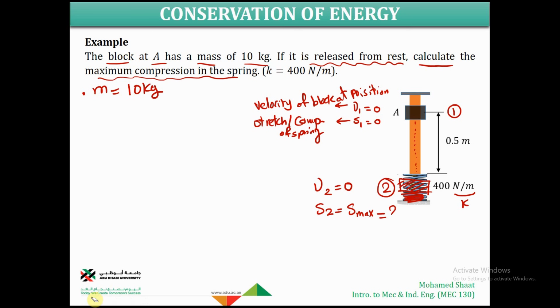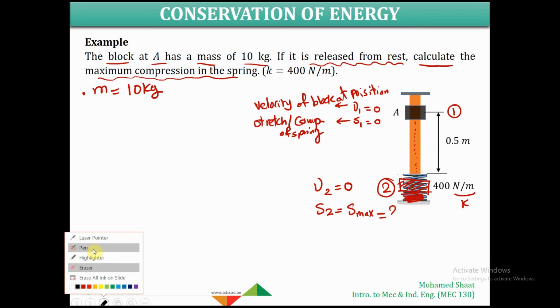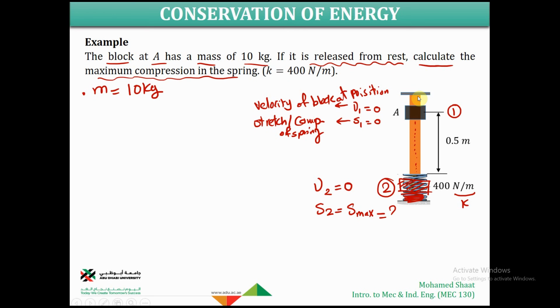As I said, the first step is just to identify where position 1 and position 2 are. For each position, identify how much is the speed or the velocity of the object, and the amount of compression or stretching of the spring at position 1 and position 2, as long as there is a spring in the problem. If there is no spring, there is no need to consider S1 or S2. Make sense?